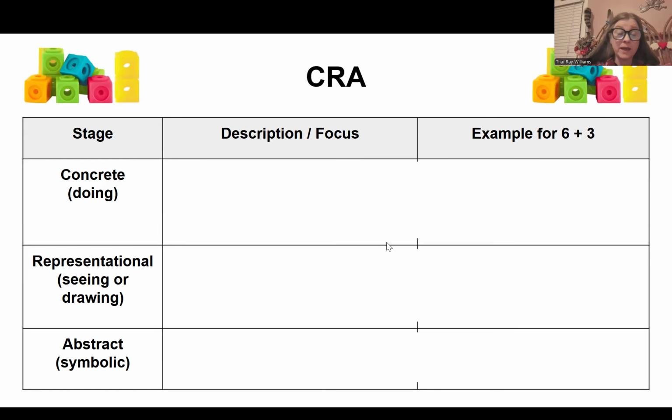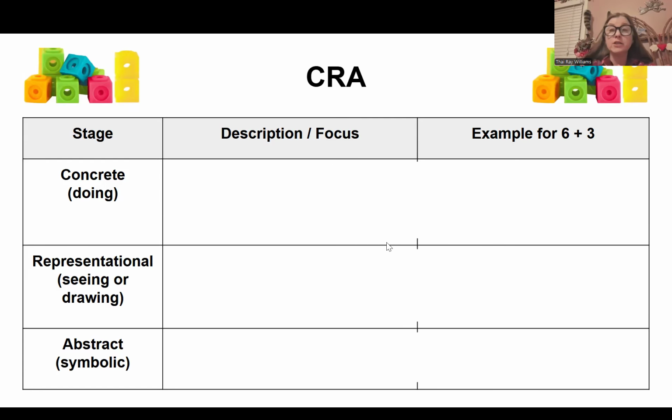All right, welcome back to part two of Building Mathematics, Secondary Math. So now we're going to talk about CRA, and it's my understanding that you've already had this in your math methods course, so this should just be a quick review. CRA is an evidence-based practice for teaching students with complex support needs math skills. And as you may recall, it has three stages.